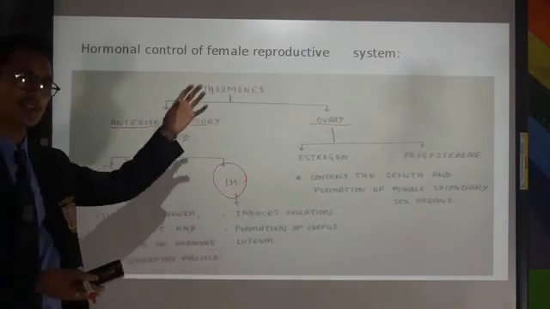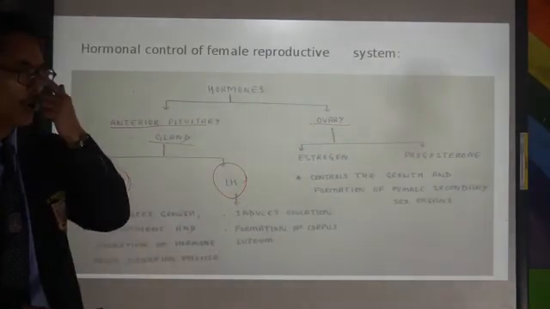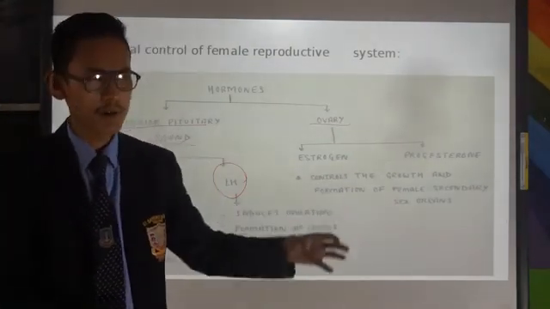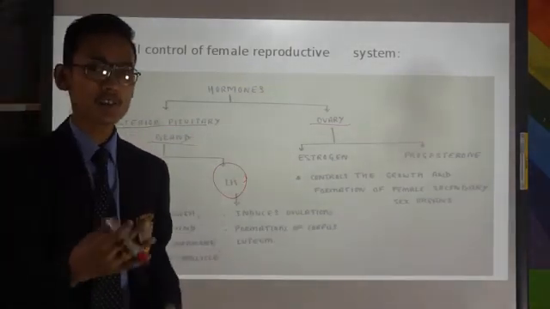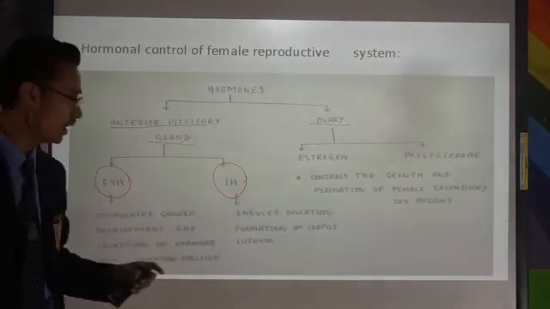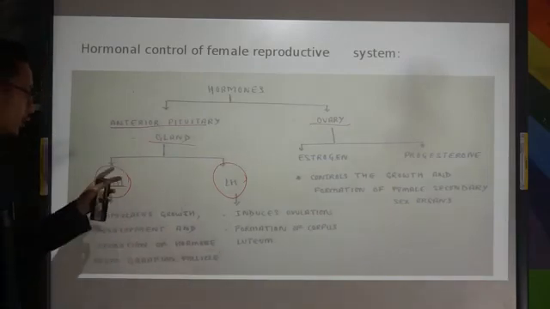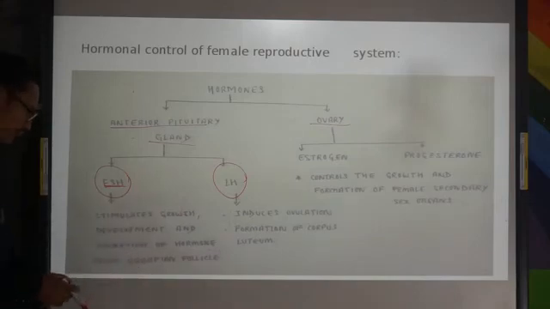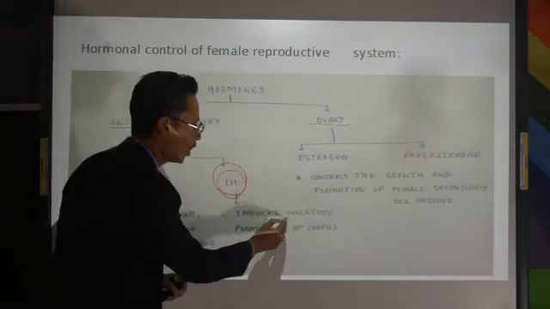When we are talking about the microscopic anatomy of ovary, within the medulla, we are observing the different developmental stages of follicles, from the primordial germ cells to primary follicle, then secondary follicle, tertiary follicle, then to the mature Graafian follicle. So that development of the follicle is controlled by the follicle stimulating hormone. And those follicles will release the hormone called estrogens. Second one, LH, luteinizing hormone.